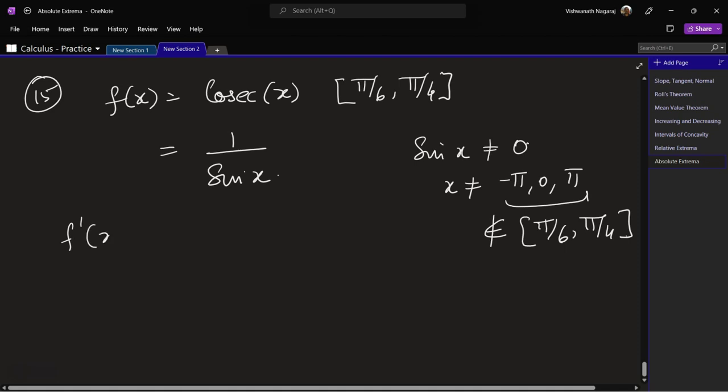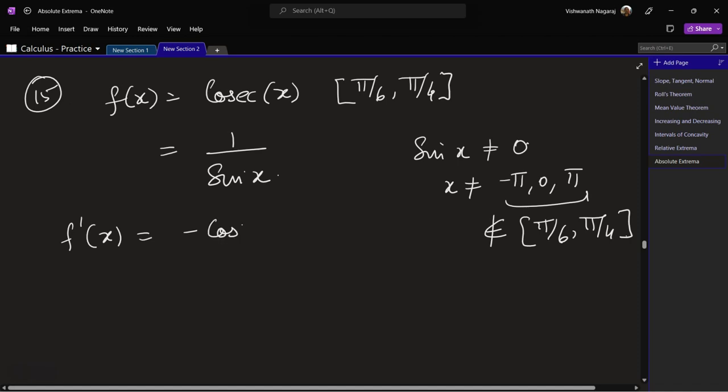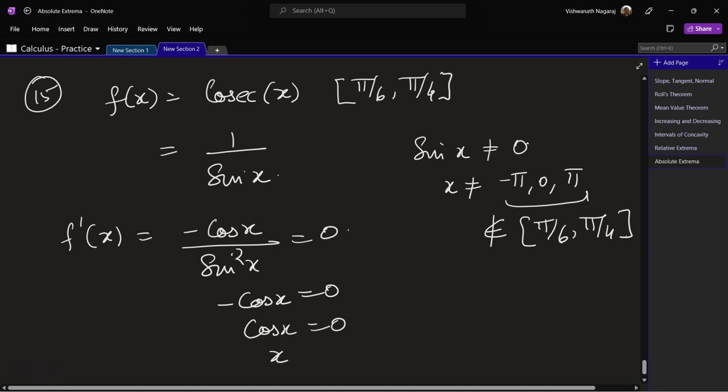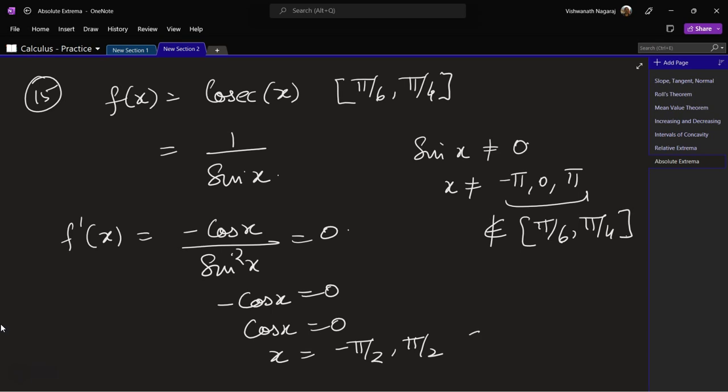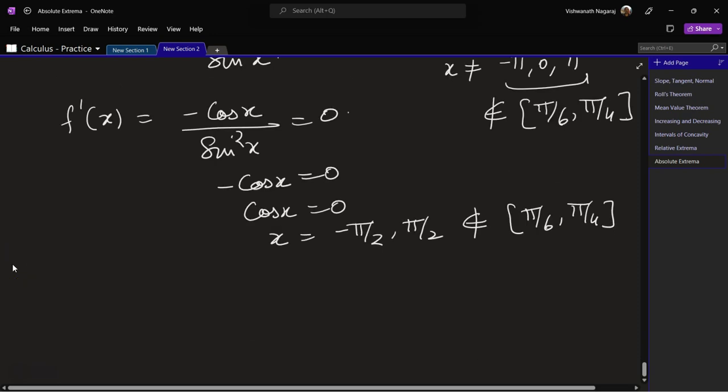So let's do the differentiation. f prime of x is equal to, this is going to be minus cos x by sine square x. Try to figure out how this derivative comes. Equal to 0, which means minus cos x equal to 0, which means cos x equal to 0, which means x equal to minus pi by 2 and pi by 2. But again, minus pi by 2 and pi by 2 do not belong to this interval pi by 6, pi by 4. So that means there is no point on the curve in the given interval where the slope is 0. That means the endpoints are going to be the maxima and minima.